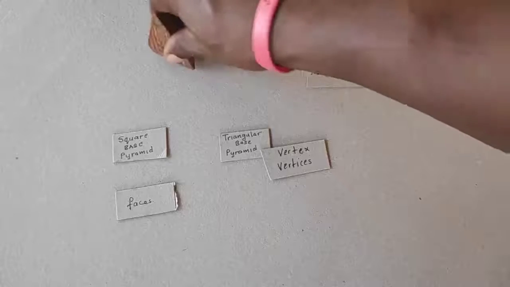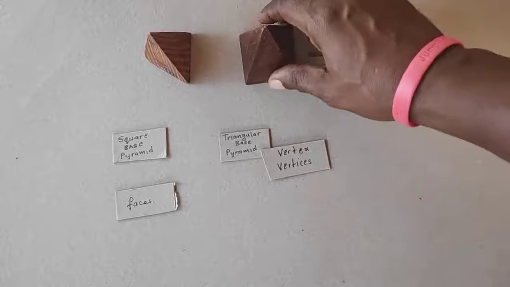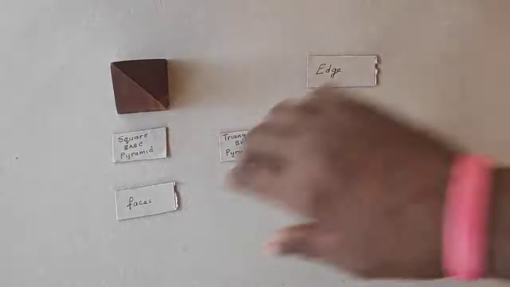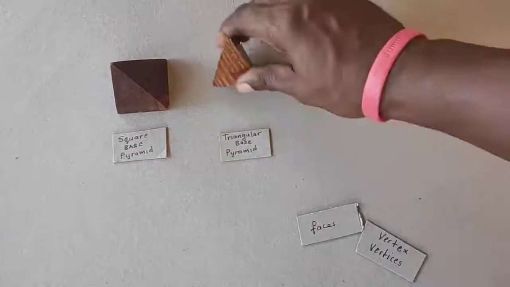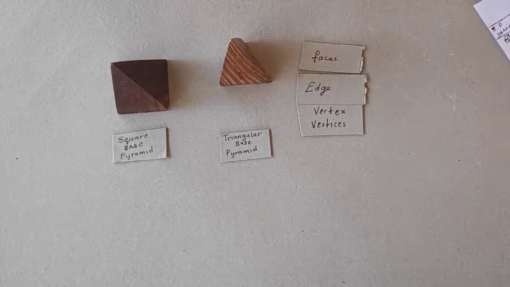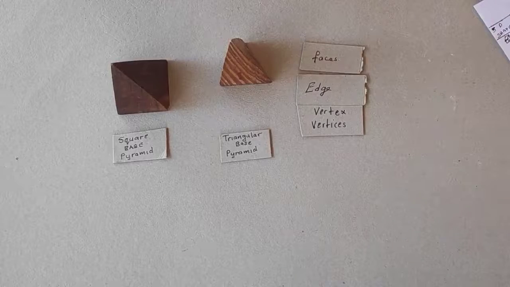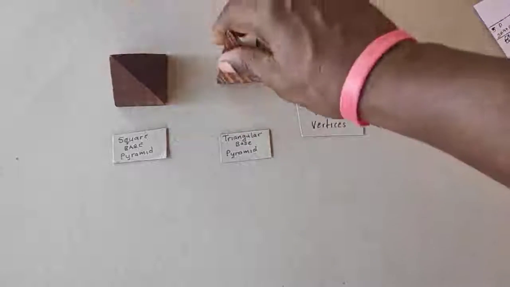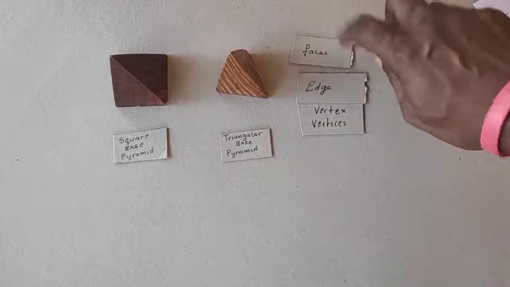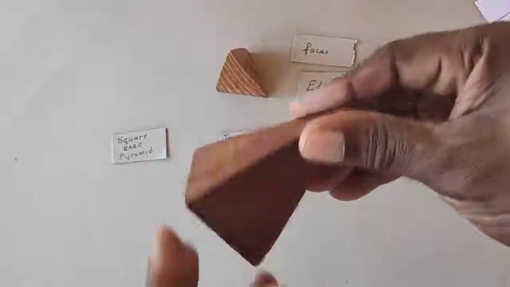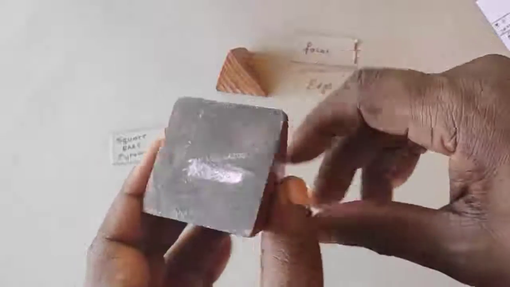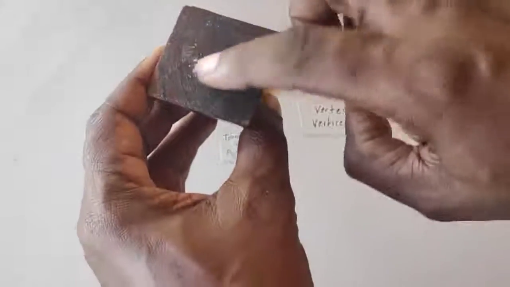So now we're going to look at the attributes or the qualities of these two shapes here. We have our square-based and our triangular-based pyramids. So let's look at the attributes of the square-based pyramid and our triangular-based pyramid. First of all, we're going to look at how many faces. So let's take up our square-based pyramid and see how many faces it has. We have one. So let's mark it.